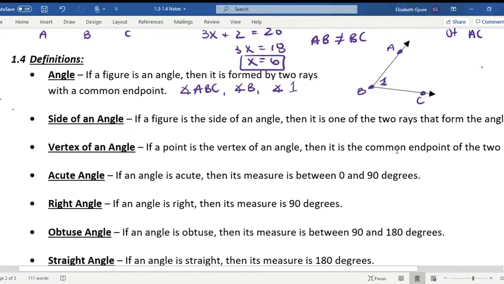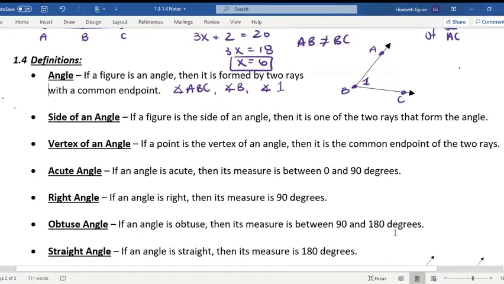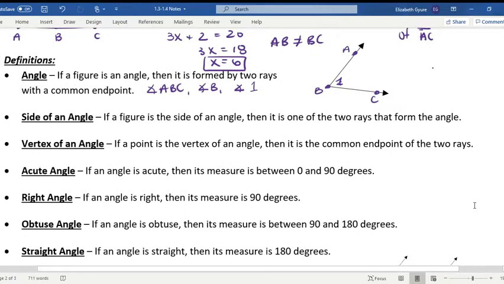Sides of an angle. The sides of an angle are made up of rays. So those rays are also the sides. If a figure is the side of an angle, then it is one of the two rays that form the angle. So if we are looking at angle ABC, the two rays that form the sides would be ray BA and ray BC. And it's important that when we name those, we start with our vertex.